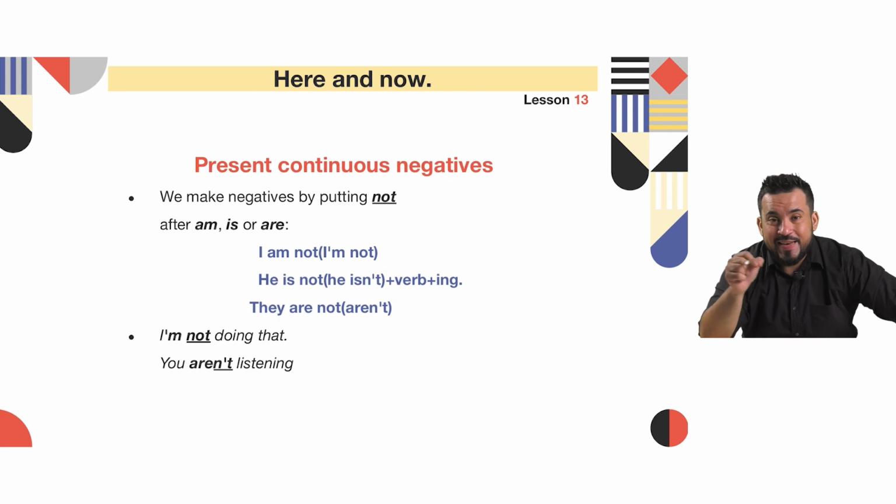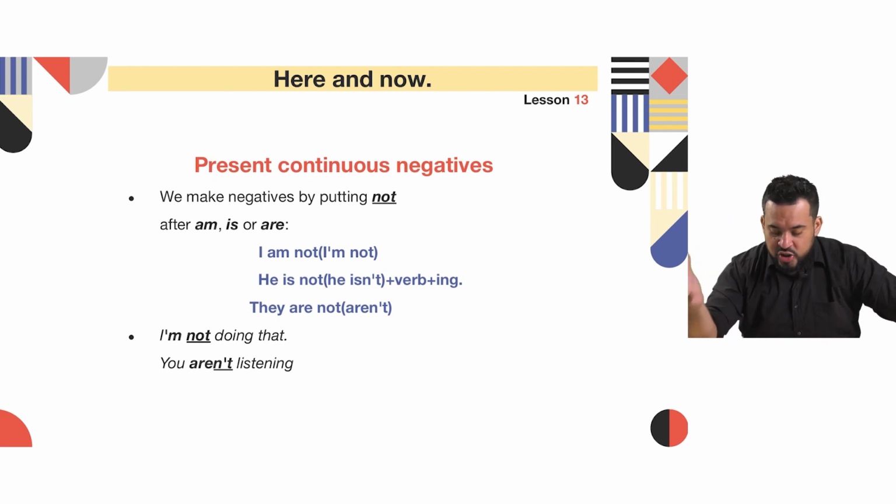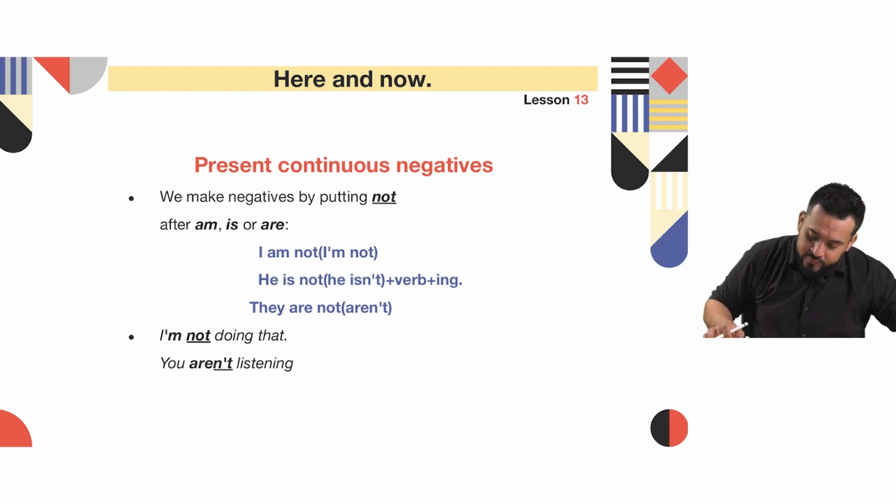Present continuous in the negative form, we just add not. Okay? We add not after the verb to be. So instead of "I am playing," "I'm not playing." "He is sleeping," "He's not sleeping." "They are traveling," "They are not traveling."